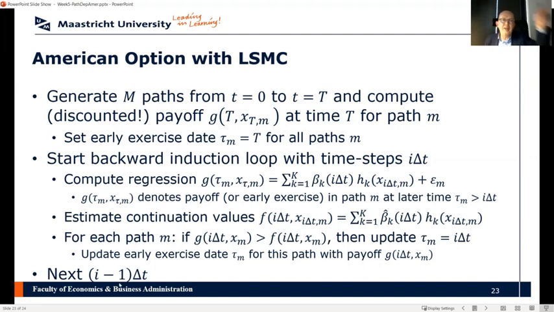And then I have updated my early exercise values for each time slice i delta t, and then I continue my loop by going to i minus 1 delta t, and then I'm going to start again until I reach time 0, and at time 0 I have then a Monte Carlo estimate of my American style option using this so-called least squares Monte Carlo algorithm.